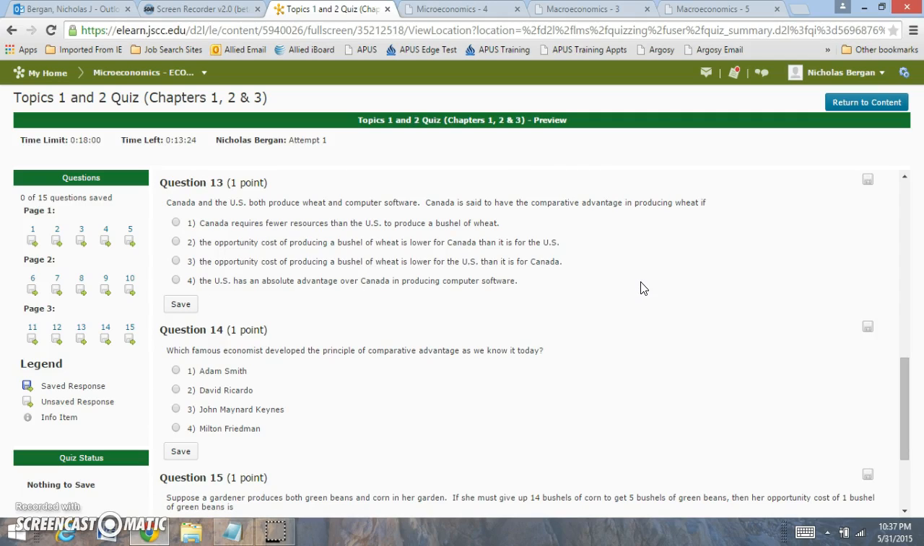Question 13 looks at Canada and the U.S., which both produce wheat and computer software. Canada is said to have the comparative advantage of producing wheat. So now, if Canada has the comparative advantage, they should be the ones that produce wheat, and the U.S. should be the one that would import the wheat.